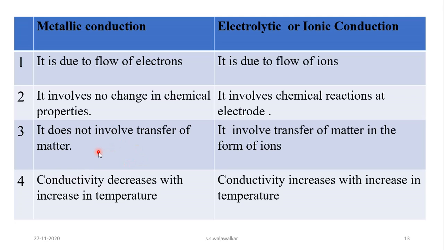Metallic conduction is due to direct flow of electrons, and electrons have very small mass, that is 9.1 × 10^-31 kg, and therefore it does not involve any transfer of matter. But electrolytic conduction involves the transfer of matter in the form of ions. You know that sodium has mass 23 and chlorine has 35.5. So transfer of mass takes place in the form of ions.